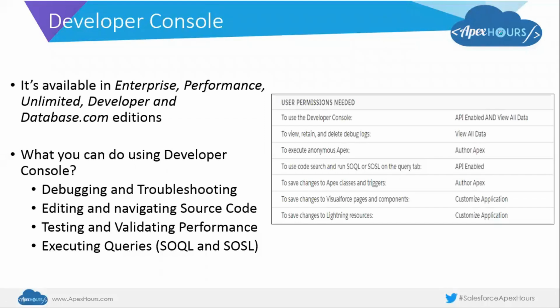What things can we do with the developer console? We can do debugging and troubleshooting. We can edit and navigate source code. We can test and validate the performance of your application or your code. Simultaneously, we can execute queries, those are SOQL and SOSL queries. We are going to have a detailed session about SOQL and SOSL. And of course, when you have the developer console and you need to execute some Apex code, you need certain permissions, which are listed here.